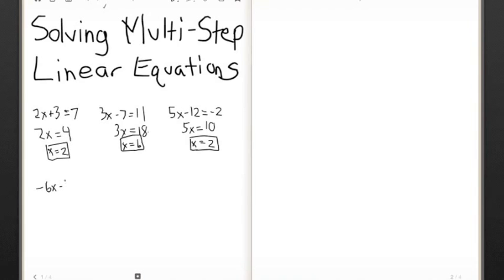Negative 6x minus 7 equals 11. Move the 7 over here. Negative 6x equals 11 plus 7, which is 18. Divide both sides by negative 6. X equals 18 divided by negative 6, which is negative 3.